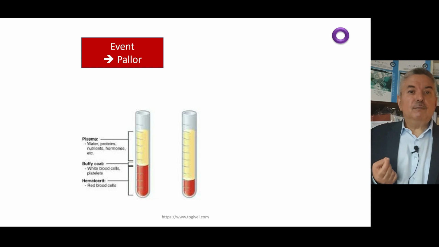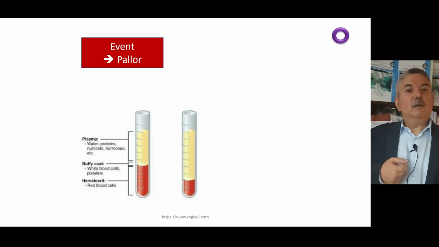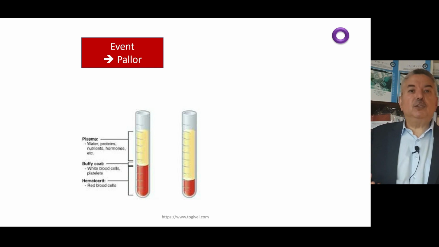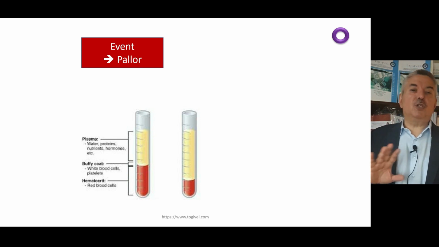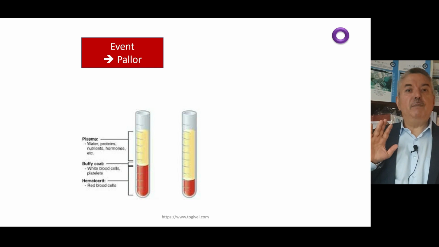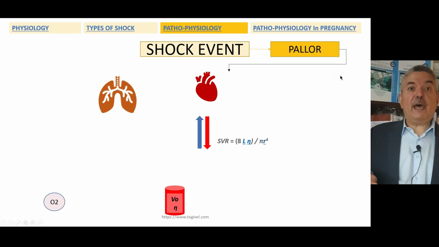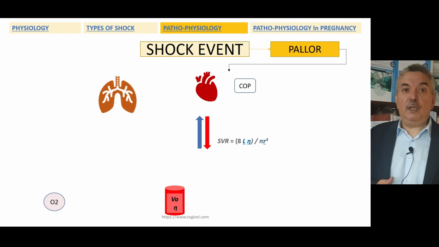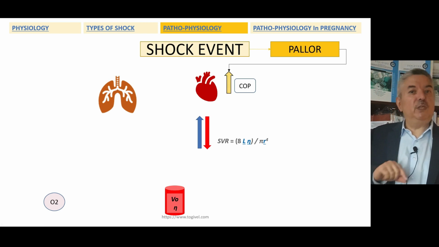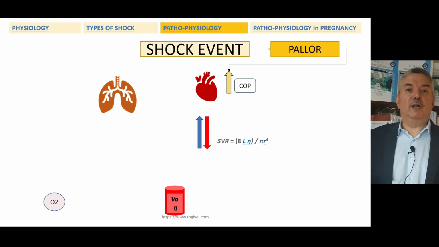Because of the shock event that is happening, vasodilatation or loss of blood or sepsis or whatever, there is a reduction in the hematocrit, and this is reflected as pallor. So pallor is not a compensatory mechanism by the body. Pallor is just the presence of pale mucous membranes because there is reduced hematocrit. The second thing that happens is that the body will try to increase the cardiac output. The body will try to increase the stroke volume and to increase the heart rate.